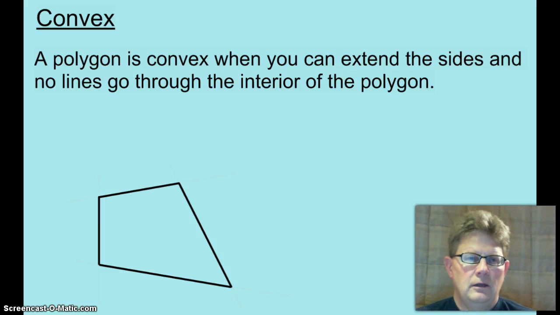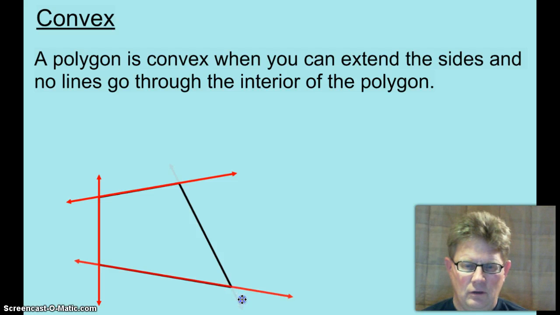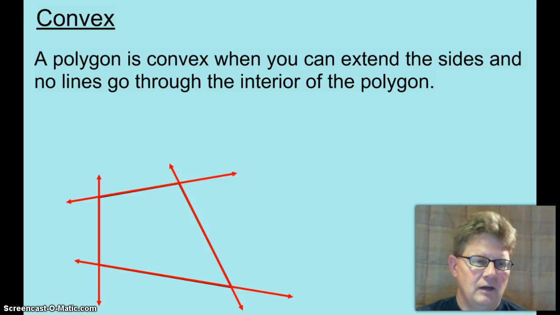A polygon is convex when you extend the sides and no lines go through the interior. So when we look at this right here, when we extend that side, it doesn't go through the interior. When you extend that side, it doesn't go through the interior. And when you extend all four sides, those sides do not go through the interior. That would make it convex.